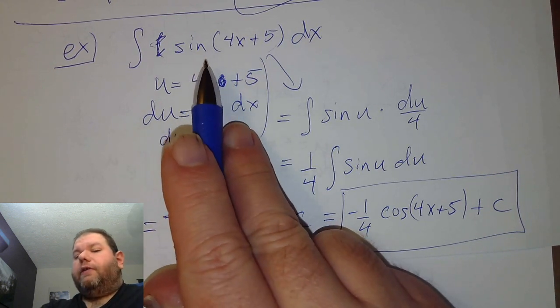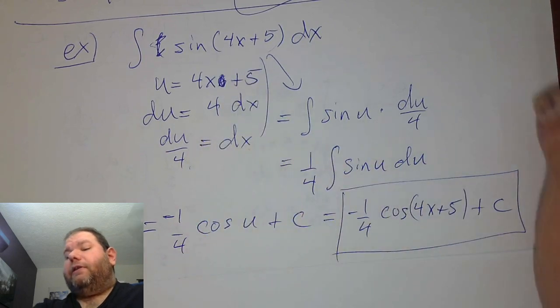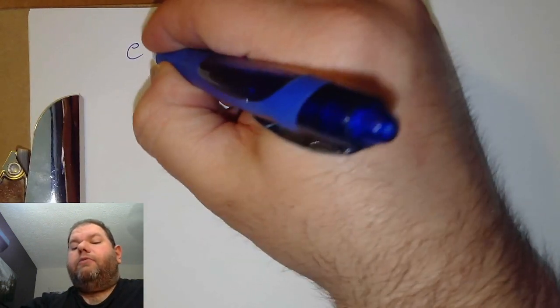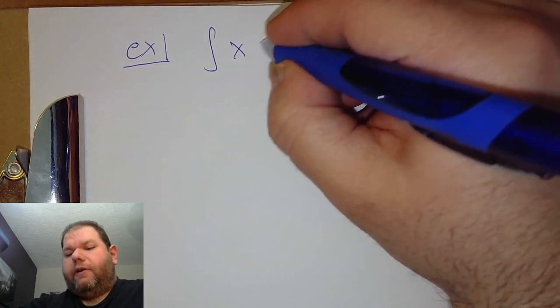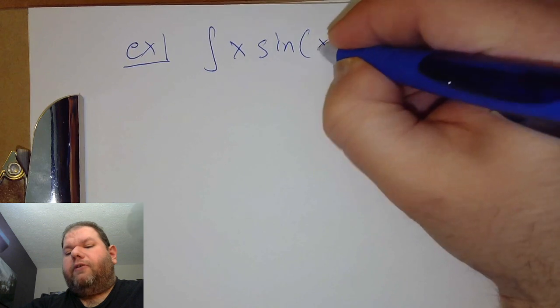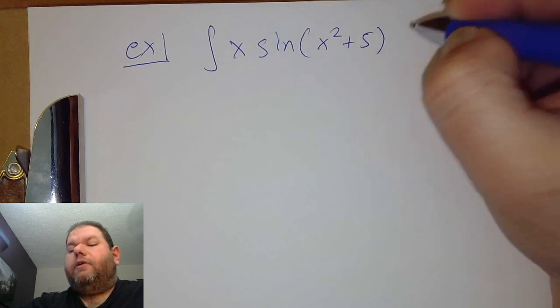Now let's take the same problem and change it slightly. Let's say instead we want the integral of x times sine of x squared plus 5 dx.